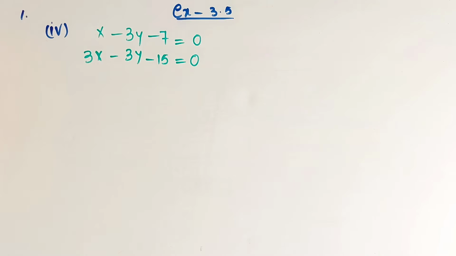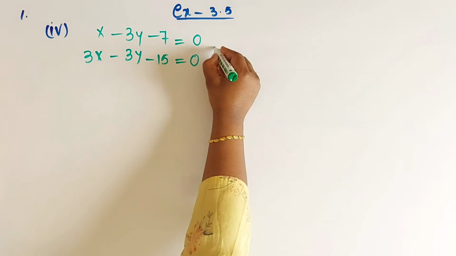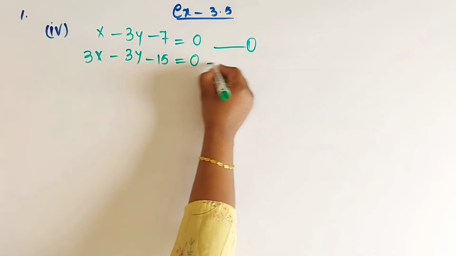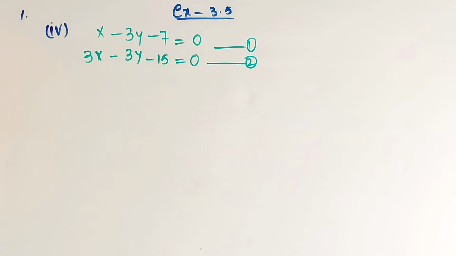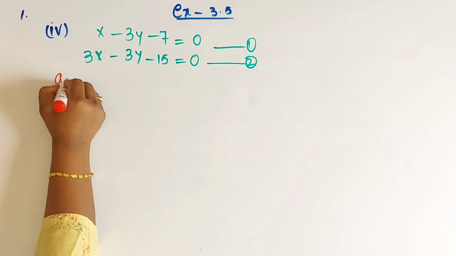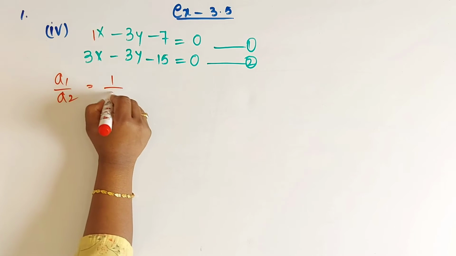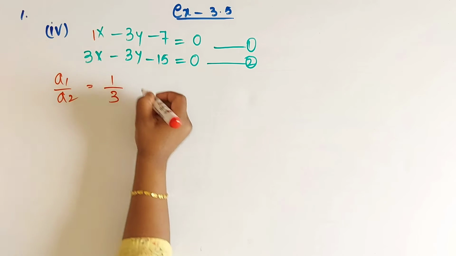Fourth one, children: x minus 3y minus 7 equal to 0. This is the first equation. 3x minus 3y minus 15 equal to 0 is the second equation. Let us compare the ratios. A1 by A2: here nothing is there, which means 1. 1 divided by 3. And B1 by B2.